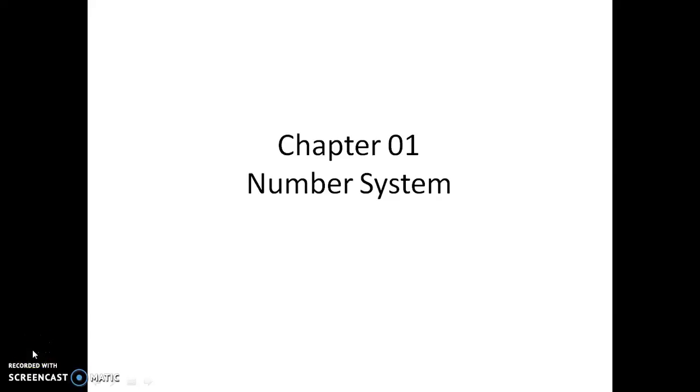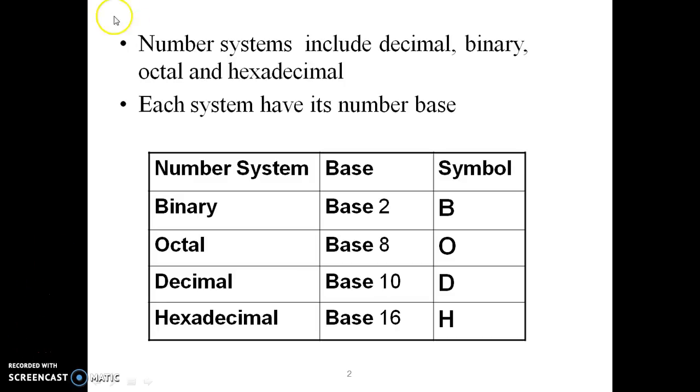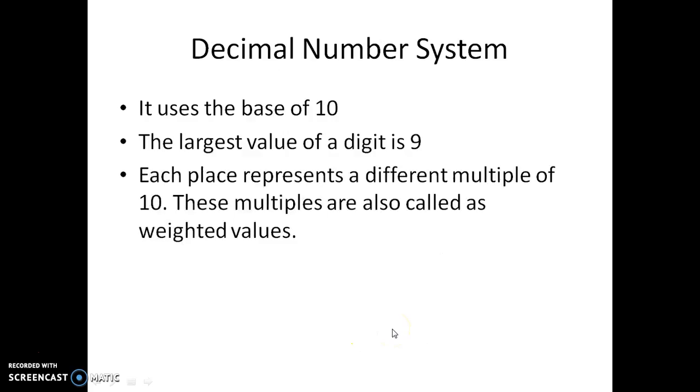Today we are going to see chapter 1, number system. What are the types of number system? Number system include decimal, binary, octal and hexadecimal. Each system has its number base. Binary has a base of 2, octal has a base of 8, decimal has a base of 10 and hexadecimal has a base of 16.